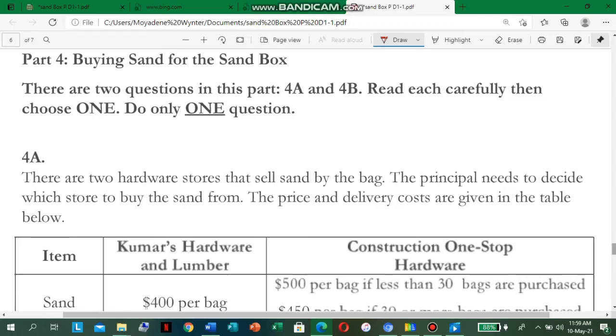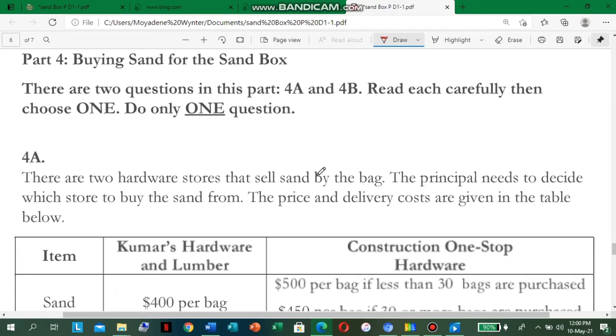There are 2 questions in part 4, 4A and 4B. Read each carefully, then choose one. Do only one question. Now, I'm just going to do one question, but I want you to do part 4B. I'm going to give you the example of how to do 4A, but you are going to do 4B. All right, you have to do something, class. So let us read 4A. It says there are 2 hardware stores that sell sand by the bag.